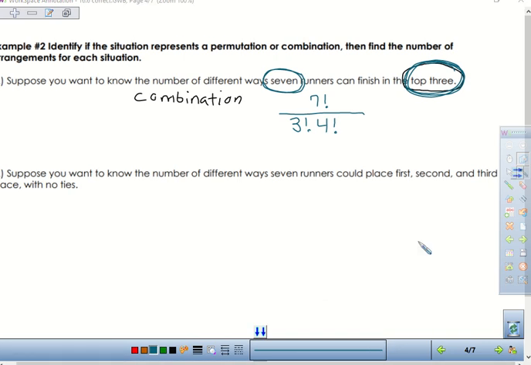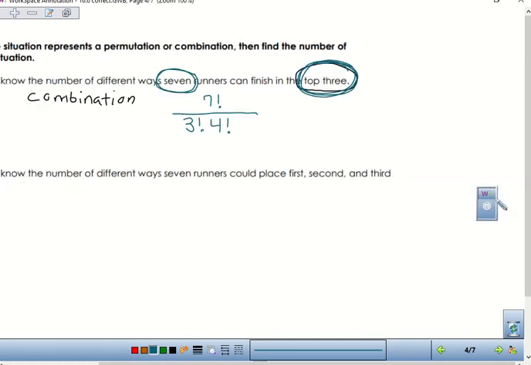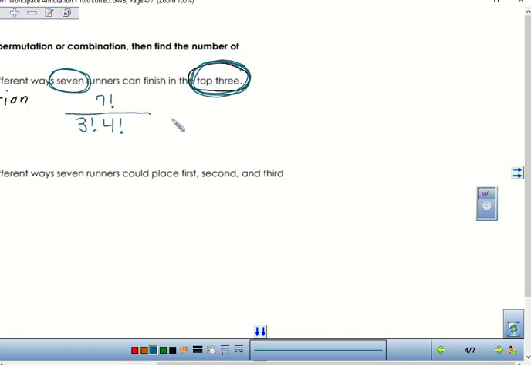Now to do this actual calculation, I'm going to show you the easiest way to do it here. So 7 factorial looks like this. It's 7 times 6 times 5 times 4 times 3 times 2 times 1. That's how you do a factorial. So 3 factorial is 3 times 2 times 1. And what would 4 factorial be? 4 times 3 times 2 times 1. So is everybody with me on how we got here?